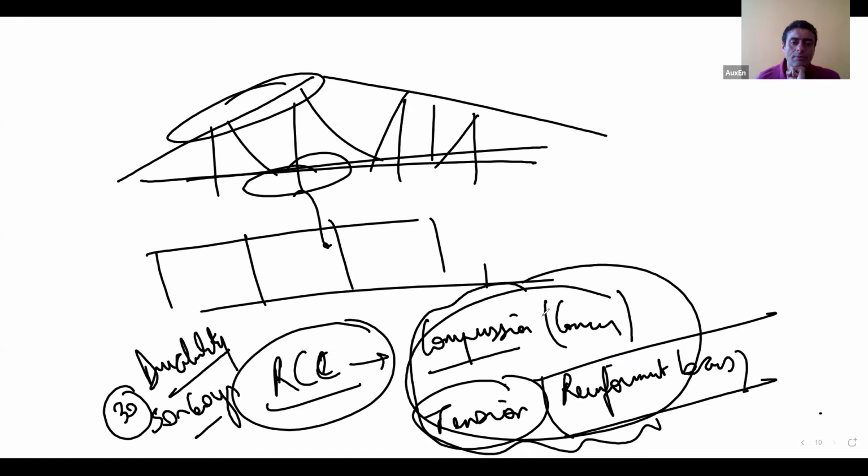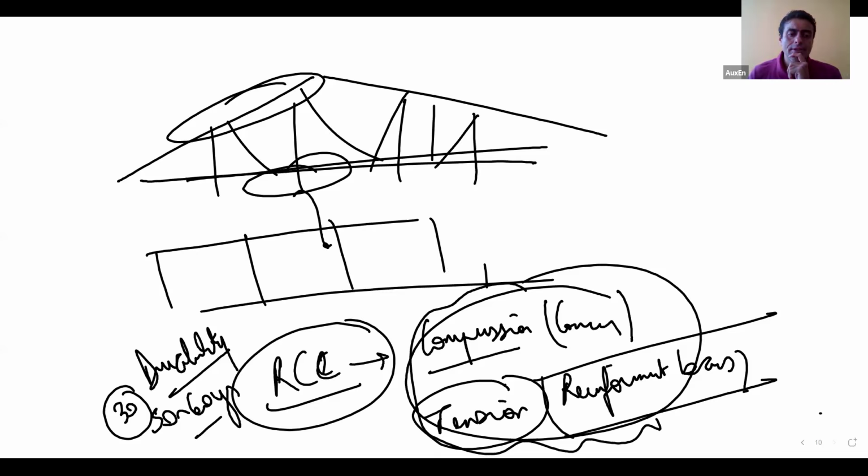So the rusting of reinforcement and the corrosion leads to a very small design life for RCC. So one of the biggest problems in RCC is its durability. Understood? Okay. So these were some thoughts I had on these structural systems.